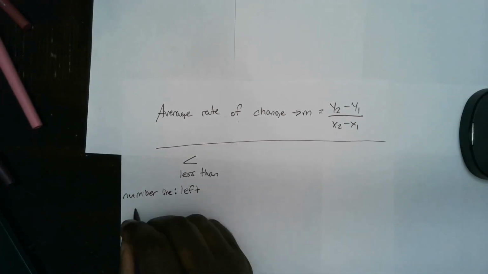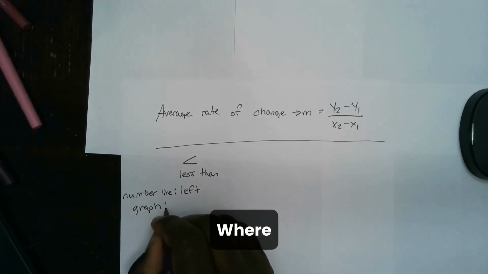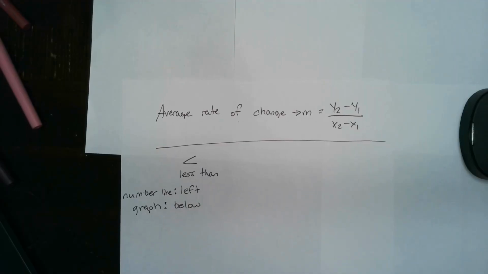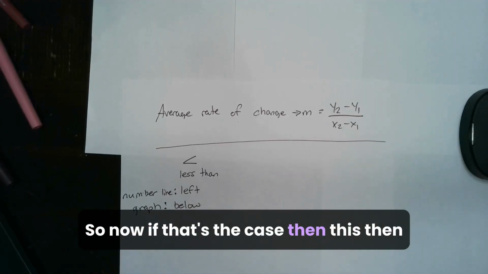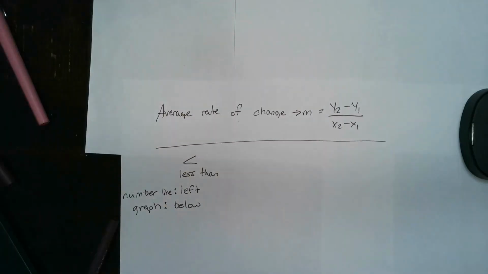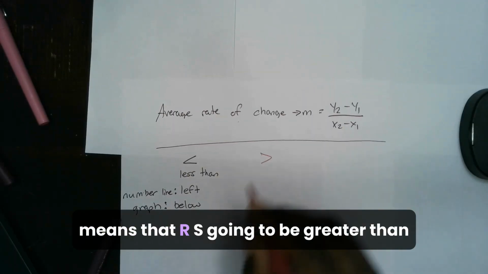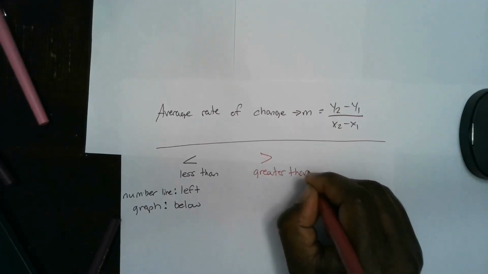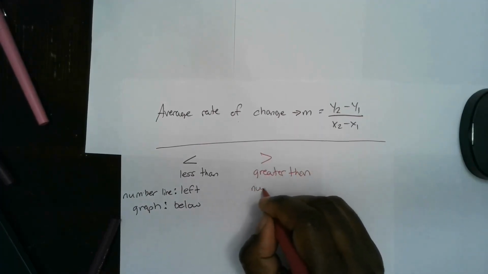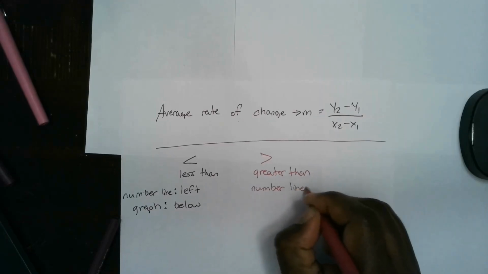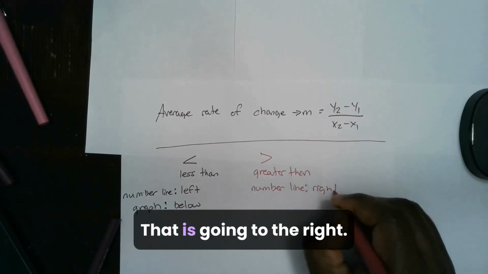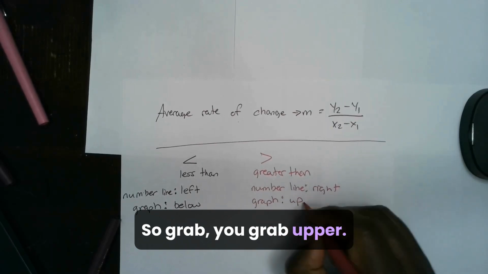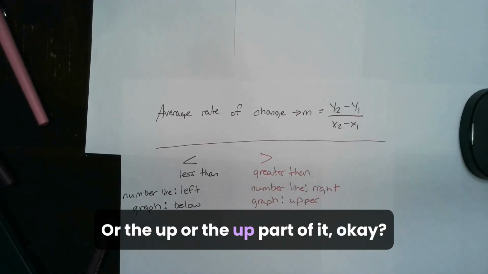The number line is going to the left, below. Now if that's the case, then the other thing is the opposite line, right? So this right here means that that's going to be greater than. That is going to the right, so you grab the upper or the up part of it.